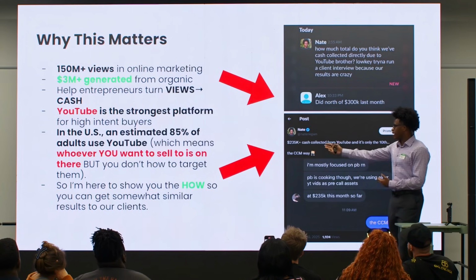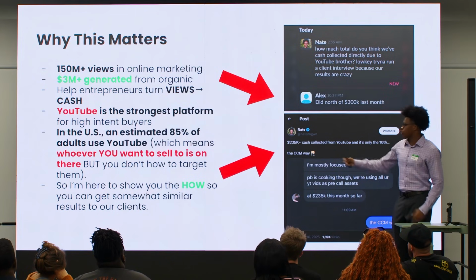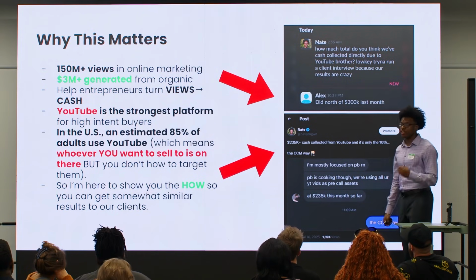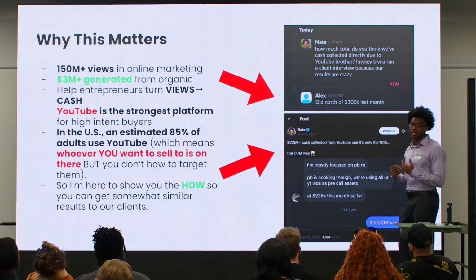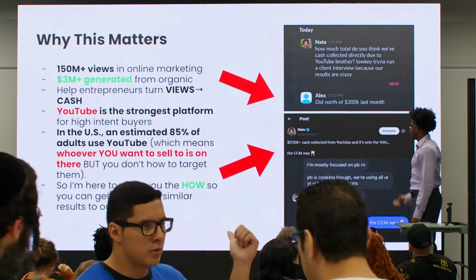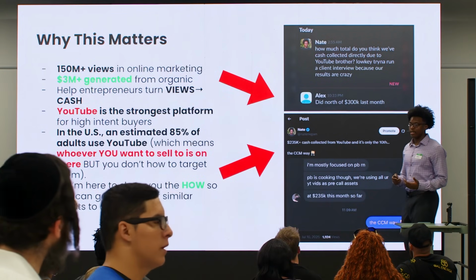So that's the problem. And today, what I'm here to do is to show you the how, so you can actually get a similar result like the one you see on the screen right now. My boy Alex, he was supposed to be here, but he did 300K last month with his info product by selling it on YouTube. And that traffic came off of YouTube. And then my boy PB, 235K in 10 days through YouTube as well. So that's what I'm going to be breaking down. So let's get straight to it.